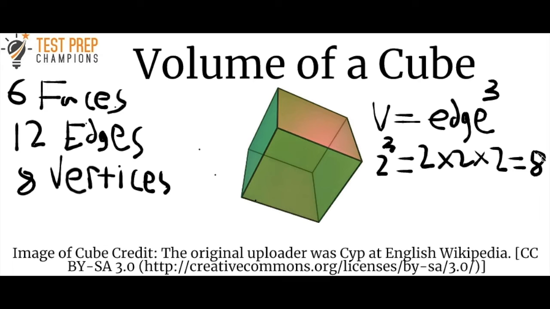So for certain word problems on the GED test, they're going to give you that word edge, and just based off of that word edge, you're going to have to know that you're calculating the volume of a cube. So they might talk about some kind of container, whether it's a box or a crate, and they'll tell you that the container measures maybe 20 feet along each edge.